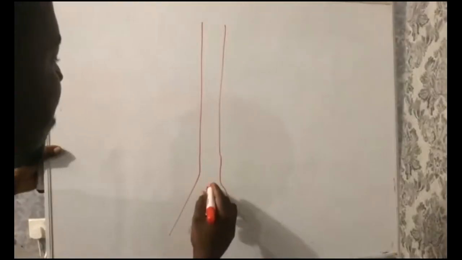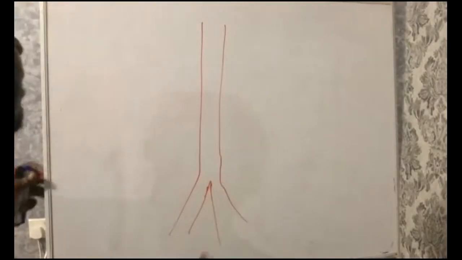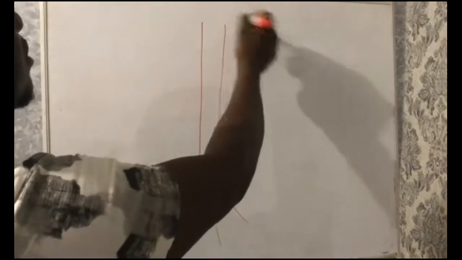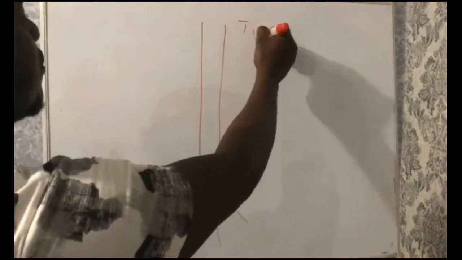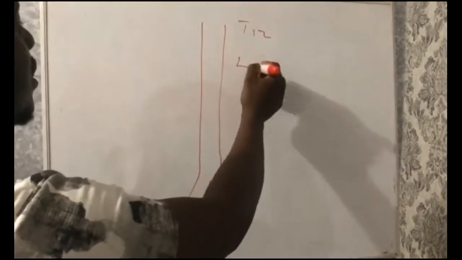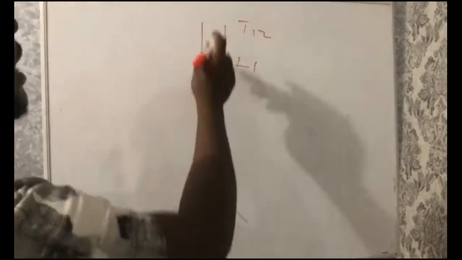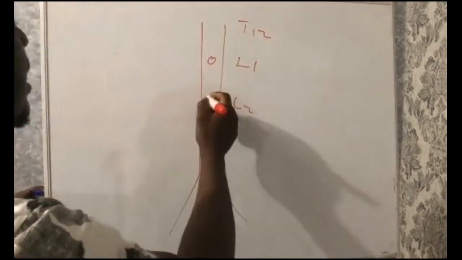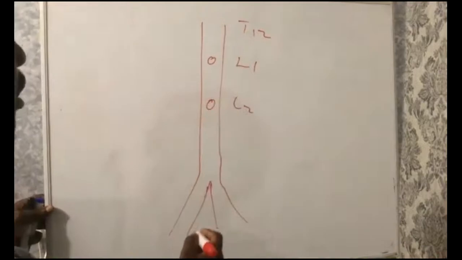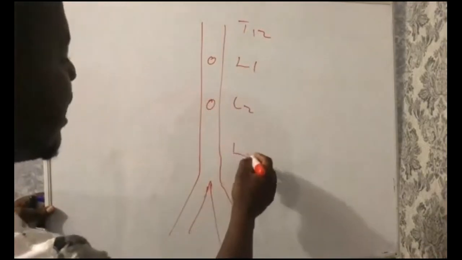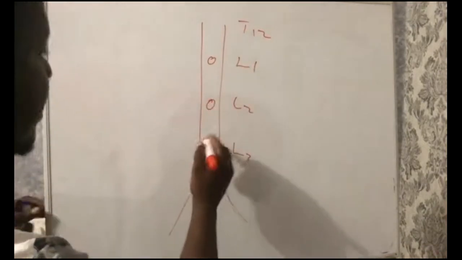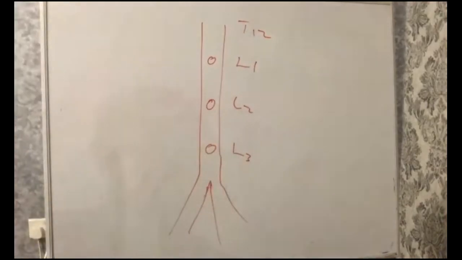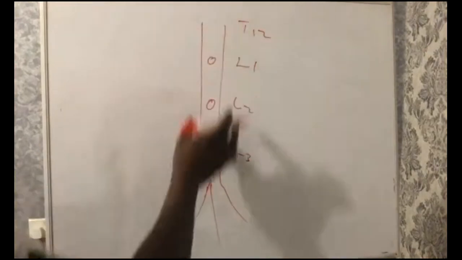So this is how our abdominal aorta looks. Normally, it enters into the abdomen at the level of T12, right? And at the level of L1, there is an anterior branch. At the level of L2, there is another anterior branch. And below the level of L3, there is another anterior branch. So this is the abdominal aorta.